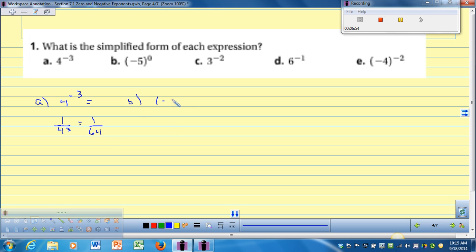B, we have in parentheses negative 5. Oops, there's no X. Negative 5 to the 0. We love seeing things to the 0. Casey, that would equal what? 1. That's just 1.